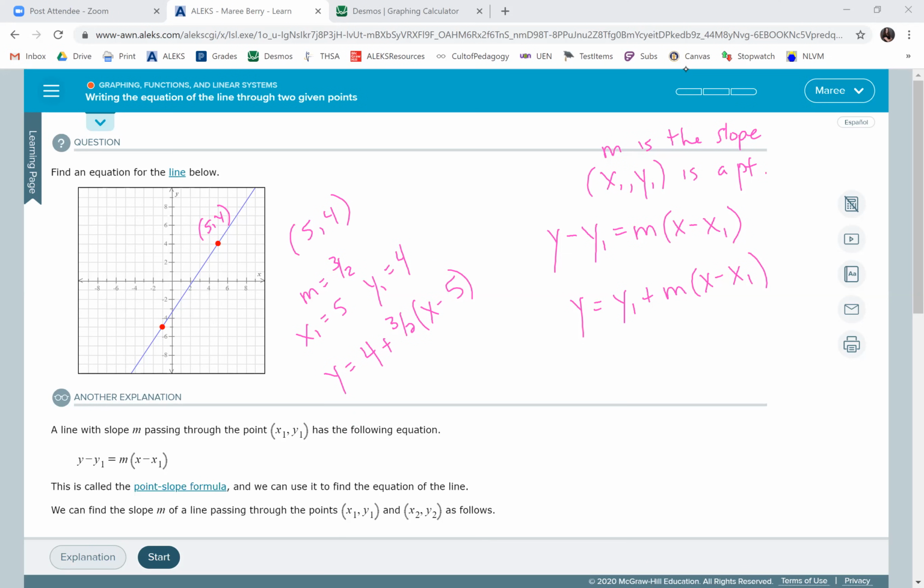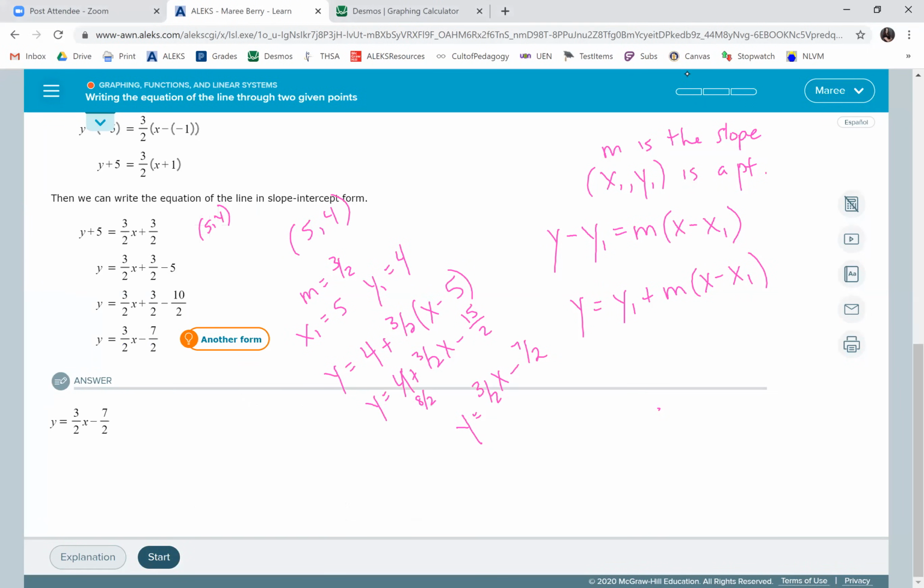So we could distribute, where's my pen? There we go. We could distribute the 3/2. So you have y equals 4 plus 3/2 x minus 15/2. 4 is the same thing as 8/2. So you could add 8 and negative 15. Get y equals 3/2 x minus, what's 7? 15 minus 8 is 7/2. Let me see if that's what they got. Yeah, so we could solve for y at the end if we wanted to.